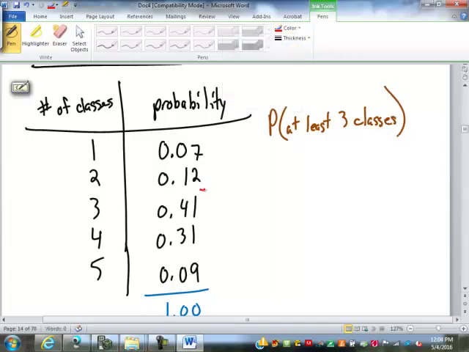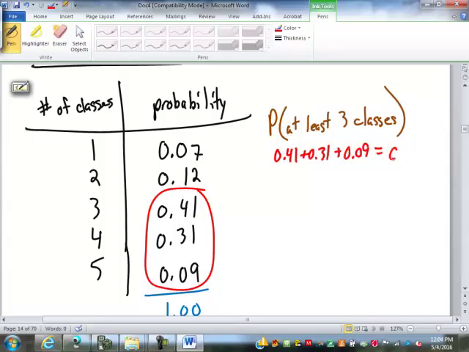Well, at least 3 would be 3, 4, or 5. So we would find ourselves adding up those probabilities, and that's going to add up to 0.81. So the probability that a randomly selected student would have at least 3 classes, 3, 4, or 5, is 0.81.